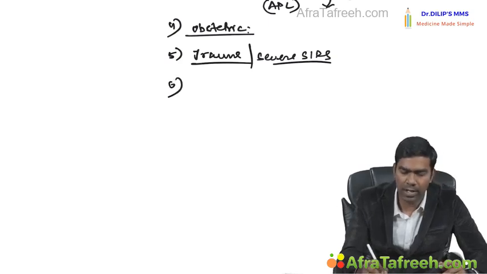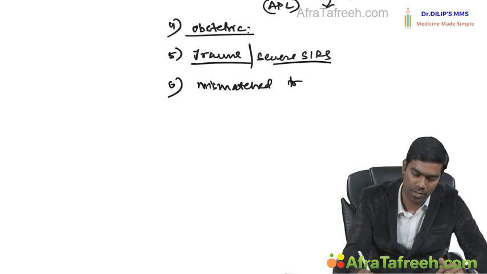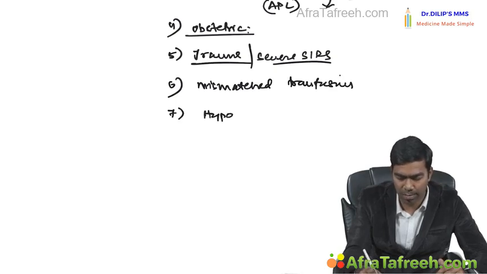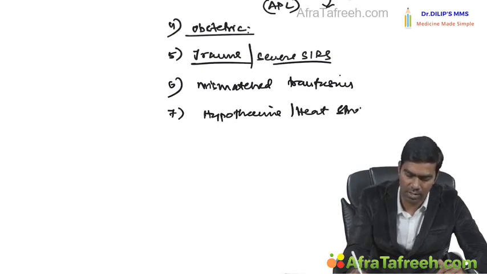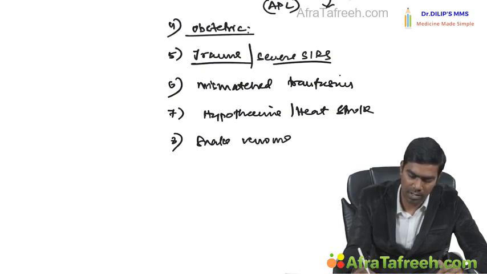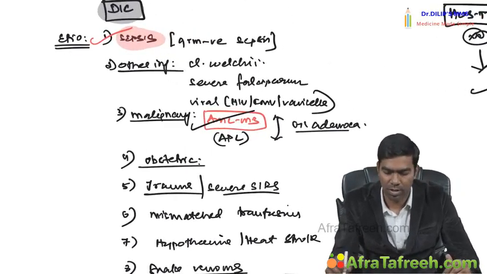And next thing, you can get it in mismatched transfusions. Mismatched blood transfusions can result in DIC, and extremes of temperature like hypothermia also can cause DIC, and even a heat stroke can cause DIC. And finally, in India, you should never forget about snake bite, snake venoms. All these things can cause DIC. Clear? In that, the most common cause definitely is sepsis, but the exam cause is always AML M3. Please do not forget. Never ever forget this AML M3. Very, very important for exams. Clear?